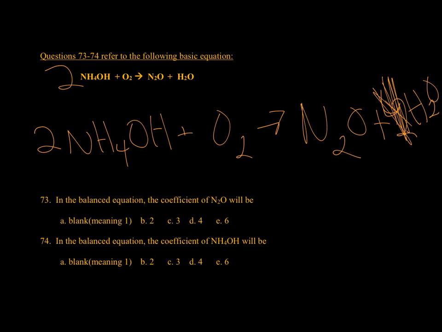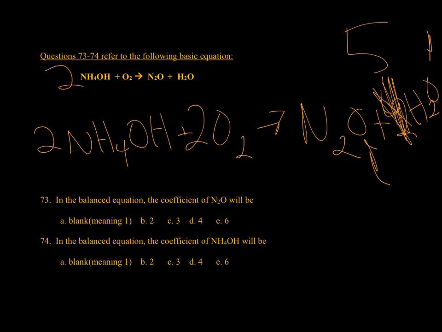And then you would need two oxygen molecules. Okay, because then you have 2 plus 4 oxygens. And then on this side you've got 1 plus 5, so that's 6 on both sides.